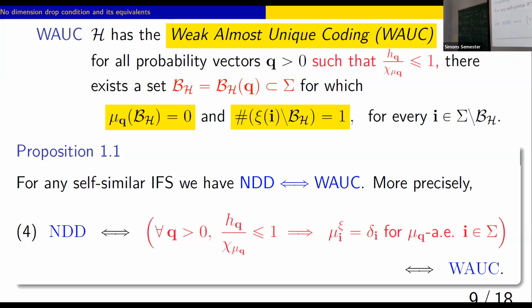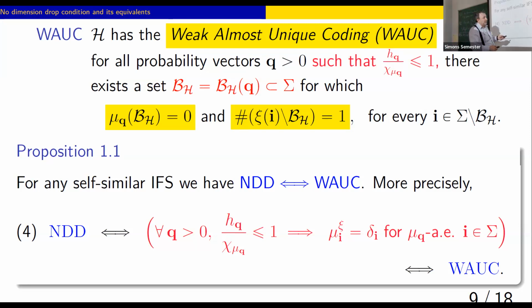Now, the interesting thing is what is written here in formula 4: the no dimension drop condition, that for every self-similar measure, the dimension is what it has to be. The no dimension drop condition is equivalent to the weak almost unique condition, not the almost unique. We do not know if it is equivalent to the almost unique condition. We just know that this is perfectly equivalent, if and only if. And here is actually a third assertion with which these two are equivalent.